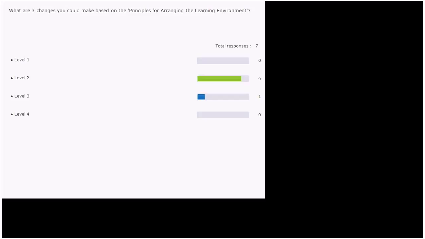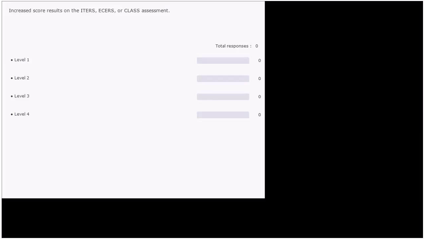And for those of you who said level 3, see, nobody's done anything yet. It only says what changes could you make. So they're just thinking about what they learned and what they could do based on what they learned. So it is a level 2. Next.